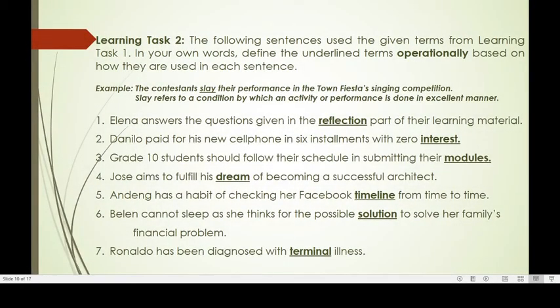Followed by Learning Task 2. For Learning Task 2, the following sentences use the given terms from Learning Task 1. In your own words, define the underlined terms operationally based on how they are used in each sentence. Let's have the example first. The contestants slay their performance in the Town Fiesta's singing competition. The operational term that we can use for slay is, slay refers to a condition by which an activity or performance is done in excellent manner.